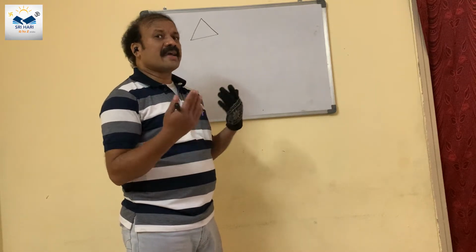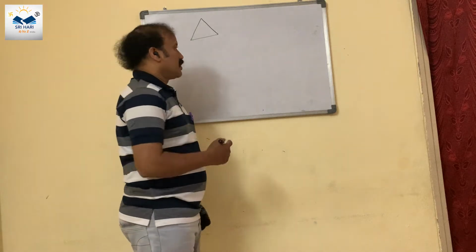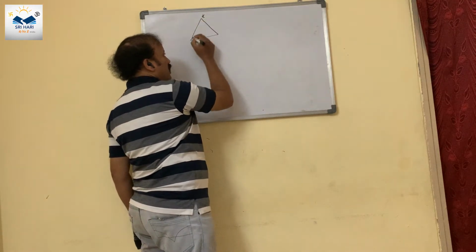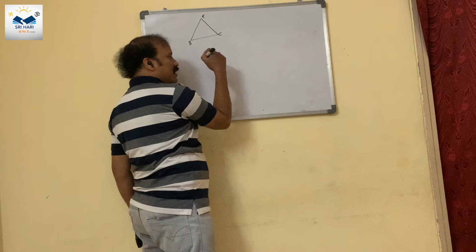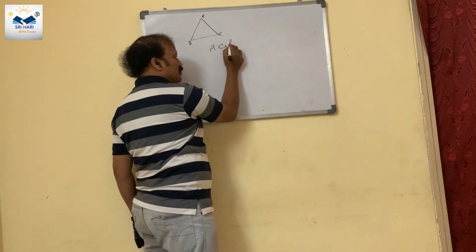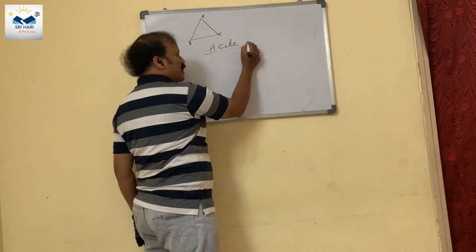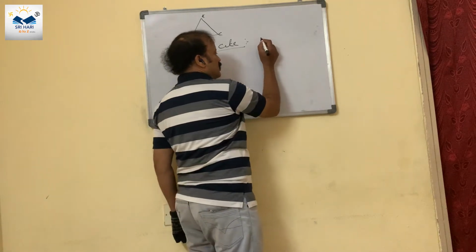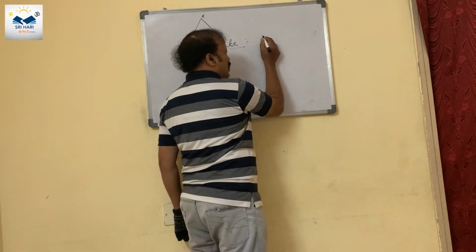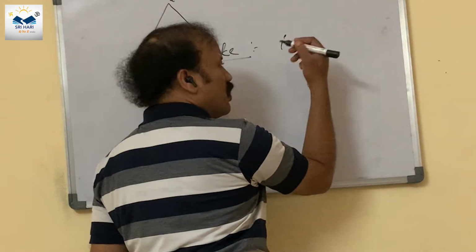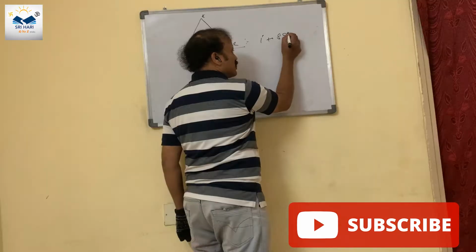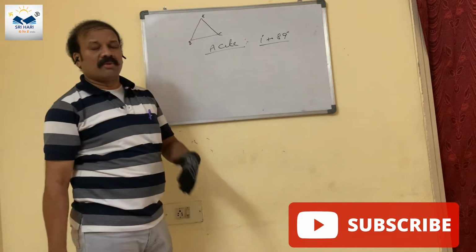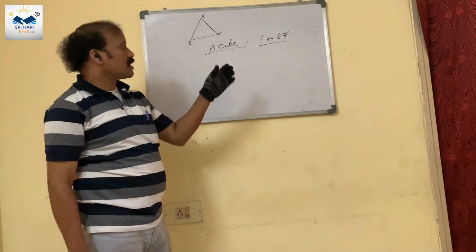After that, angles are there. Acute angle. So this is a triangle. Suppose this is A, B, C. The types of angles: acute. Acute angle means above 0, below 90. Above 0 means like 1 degree to below 90, 89 degrees. So it is an acute angle. Above 0, below 90 is an acute angle.